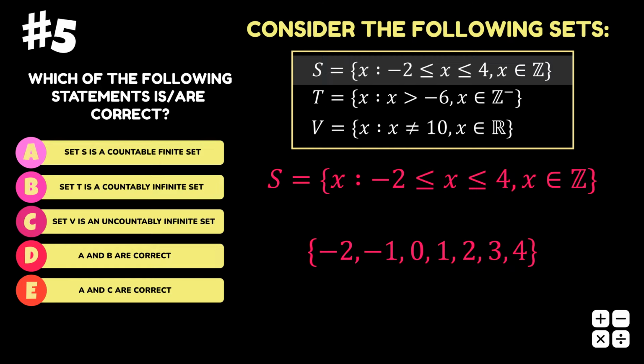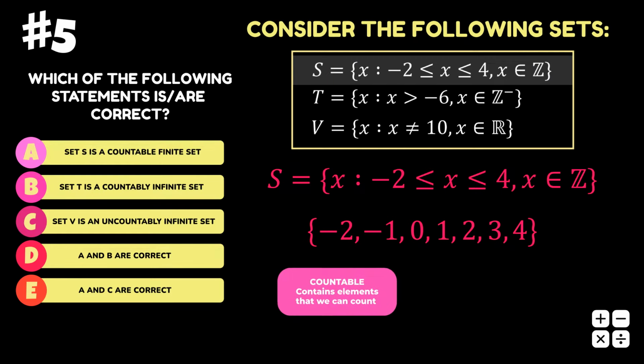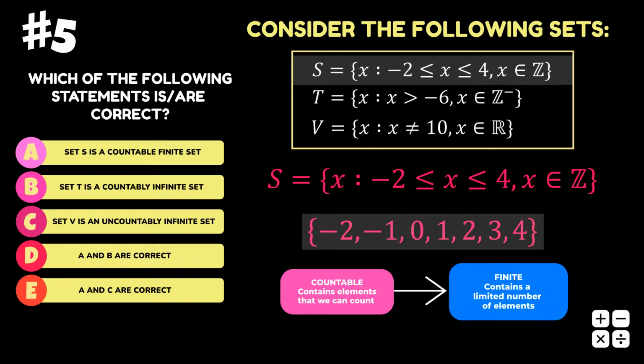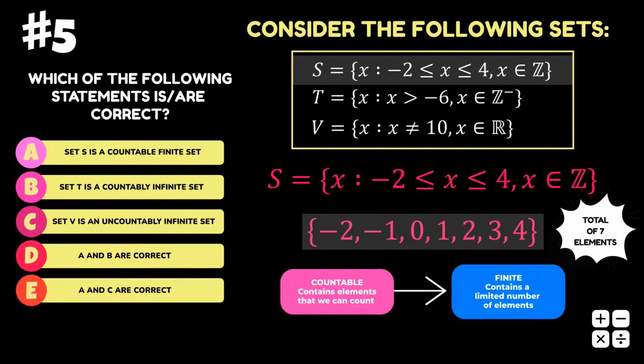This set is countable because we can list the elements in a sequence, as shown here in roster notation, and we can match the elements one to one with natural numbers. For example, we can say that -2 is the first element, -1 is the second element, 0 is the third element, and so on. Also, this set is finite because it contains a limited number of elements, that is, a total of 7. Therefore, option A is correct.